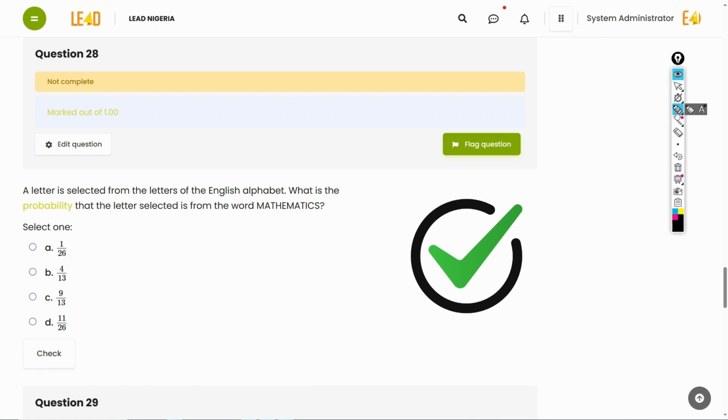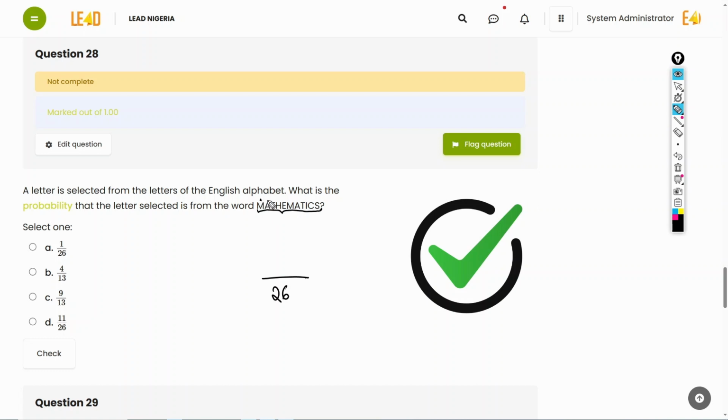Number 28 says, what's the probability that a letter chosen from the letters of the English alphabet is from the word mathematics? Of course, the number of letters in the English alphabet is 26. So the desirable outcome is that it comes from the word mathematics, right? So let's count the number of unique letters in the word mathematics.